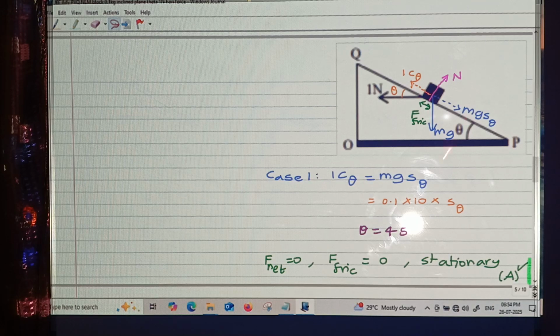So case 1, leaving out the friction, both this upward force and downward force are equal, and mass is 0.1, g is 10. So that means theta is 45 degrees. So when theta is 45 degrees, this condition is satisfied. So in this particular case, net force is 0, net of this downwards and upwards. So friction force is 0. So it is possible to remain stationary. So option A is true.